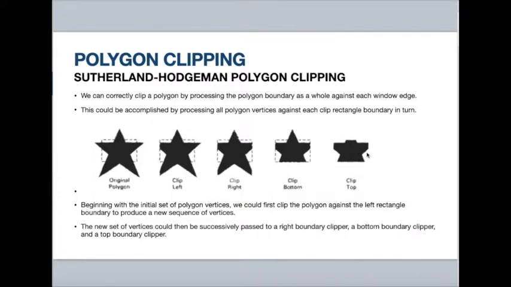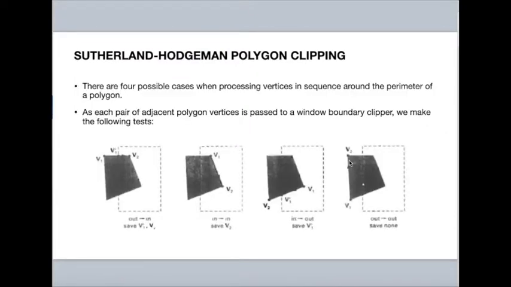Beginning with the initial set of polygon vertices, we could first clip the polygon against the left rectangle boundary to produce a new sequence of vertices. The new set of vertices could be successively passed to the right boundary clipper, then the bottom, and then the top boundary clipper. That's how the Sutherland-Hodgman polygon clipping algorithm works.